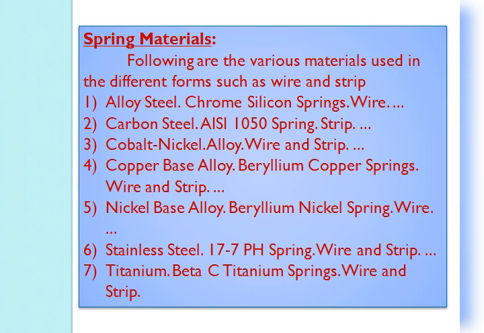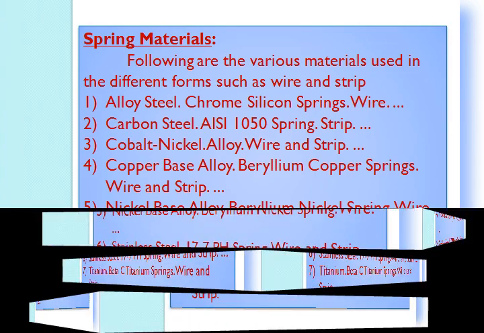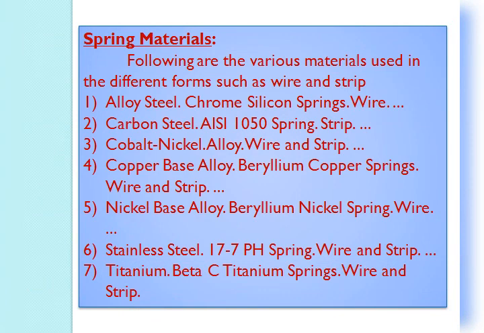Now finally, the various materials used for springs, either in the form of wires or strips, to manufacture the various types that I have listed. The first material is alloy steel, chrome silicon, next carbon steel, next cobalt nickel steel, copper based alloys, nickel based alloys, stainless steel, titanium, and other types. These are all the various materials we can use to manufacture springs. Thank you.